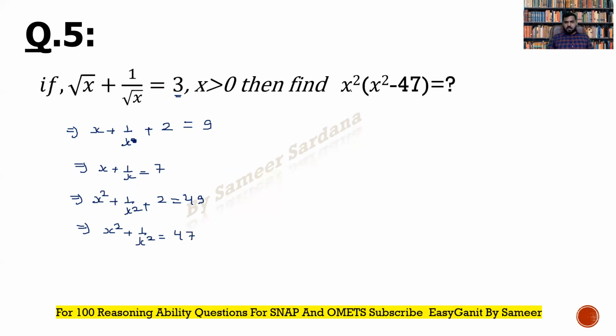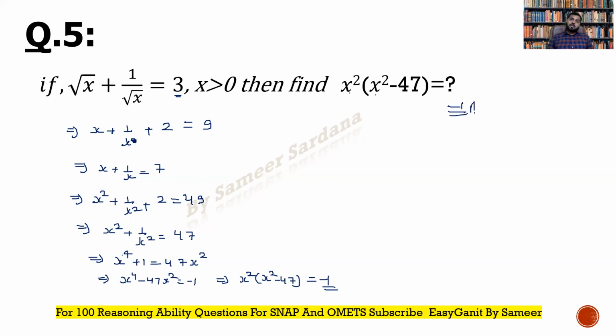What we are supposed to find out is x square into x square minus 47, right? So this is the result. You see that? If I take x square as common, LCM, right? This will be x power 4 plus 1 is equal to 47 x square. Now, if I take it on the left hand side, x power 4 minus 47 x square will be equal to minus 1. Taking x square as common, this will be x square into x square minus 47. This is equal to minus 1. And this is what is required. So the answer to the question will be minus 1, guys. Right.